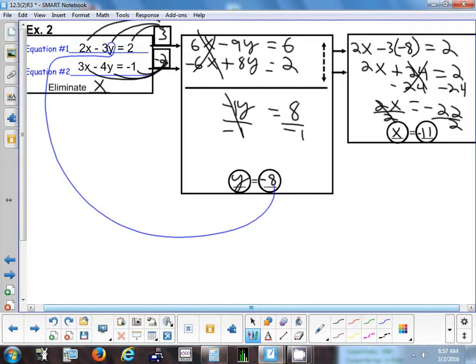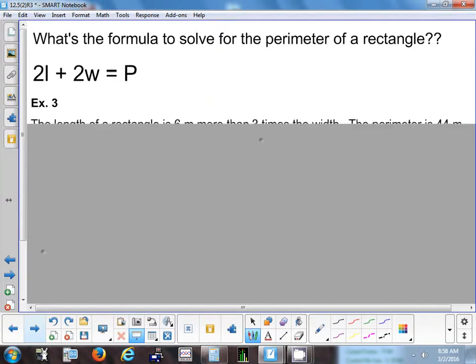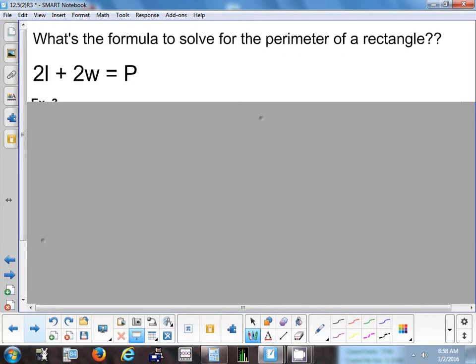All right, so the last problem we'll look at today is a word problem. It's a problem you guys are, I think, familiar with. You've worked with it before, having to do with rectangles. Does anybody remember what the formula is for the perimeter of a rectangle? Yeah, you have 2 L's and two W's, and you add them up. 2L plus 2W is your perimeter.